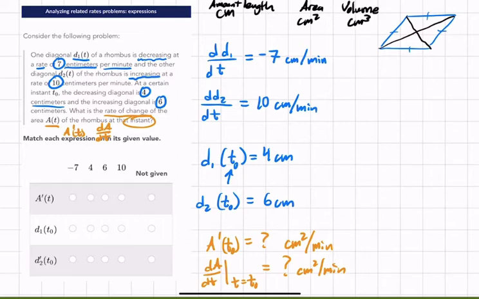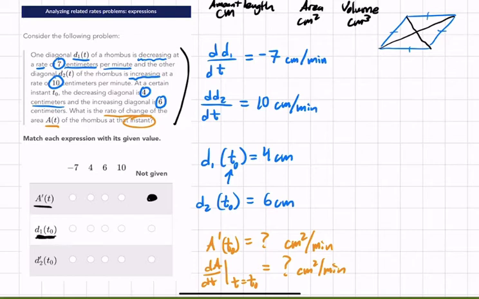Okay, all right. So now I've talked about everything that this thing is talking about, and we understand it after drawing a picture and then writing out what the numbers are for ourselves. Let's match the expression with its given value. Okay, so here's an expression, A prime of t. We don't know that. That is not given.